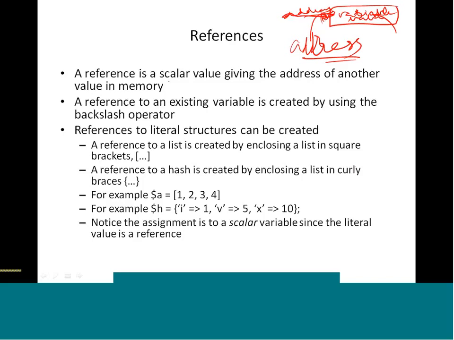The reference to an existing variable is created by using the backslash operator. So that is this one. In the string context, we use the backslash often to escape special characters, but in variable context, when we use the backslash, we actually create a reference to that particular variable, or we are calling its address.